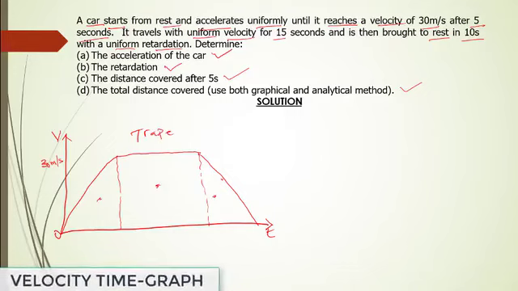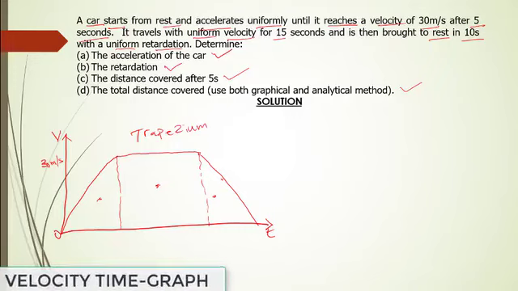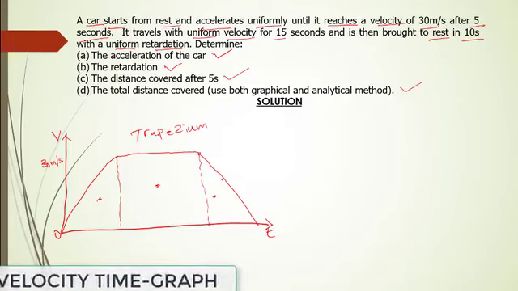So the area of this trapezium is going to give us the total distance covered by this body. Now, what was the time that it took this body to accelerate and reach a velocity of 30 meters per second? It was 5 seconds. So from here to here was 5 seconds.